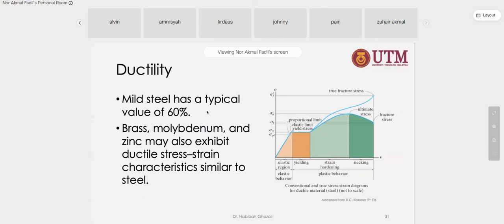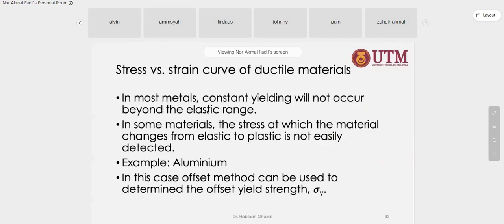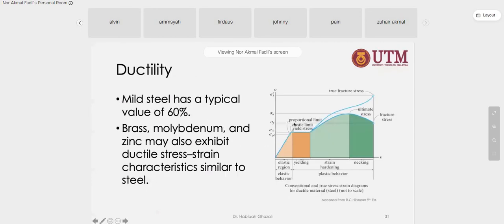Mild steel has a typical value of 60%. Brass, molybdenum, and zinc may also exhibit ductile stress-strain characteristics similar to steel. In most metals, constant yielding will not occur beyond the elastic region. So for some materials, it doesn't really show this region, a yielding region. You don't see this. So it's very difficult for you to determine where the yield strength is.